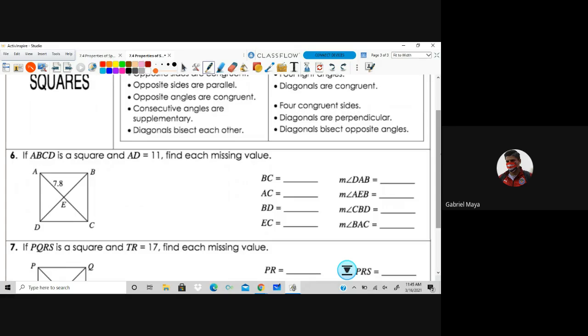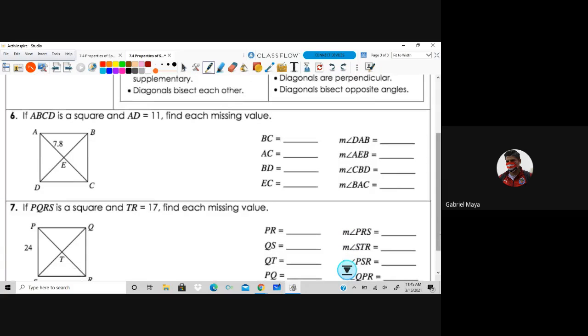All right, so here we go. Let's get to this. If ABCD is a square and AD is 11, find each missing value. So what is BC? Well, is BC a side? And AD is a side. So if this side is 11, therefore this side also has to be 11. In fact, all of these sides are 11.